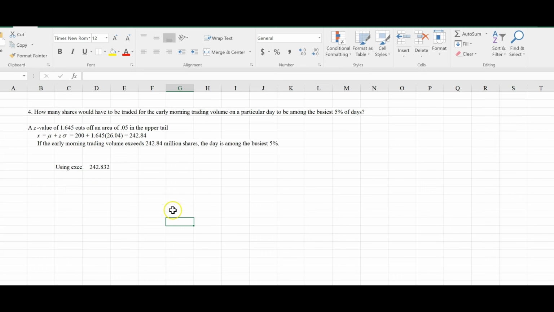And so I just set up my problem again, right? The z-score 1.645 is equal to x minus mu over the standard deviation, and we just solve from there. When we do that, we get to 242 million shares. There is an Excel function called NORM.INV, which takes the probability, the 95%, the average, and the standard deviation, and from that it tells me what the inverse is. So this is equivalent to going from P to Z on our calculator.